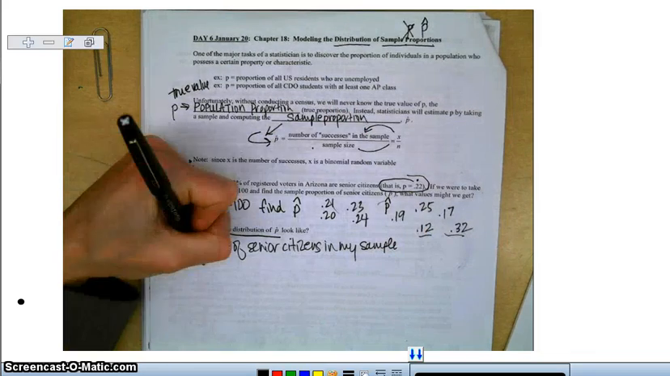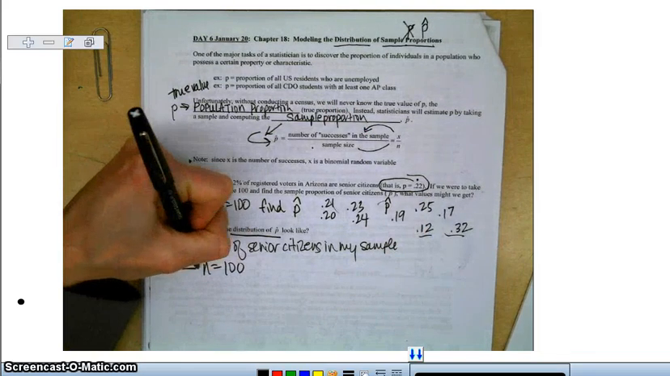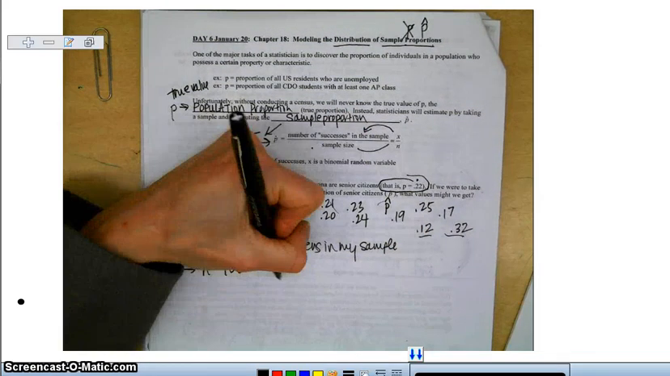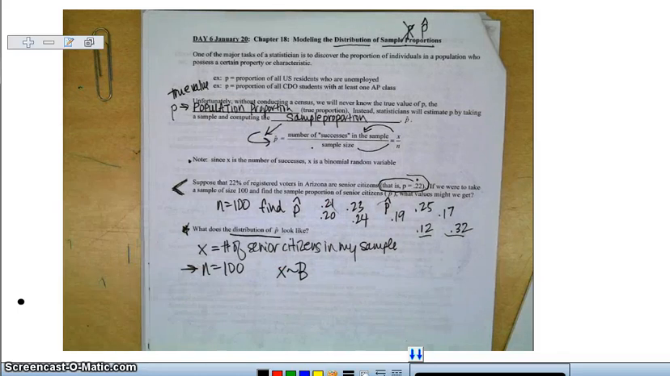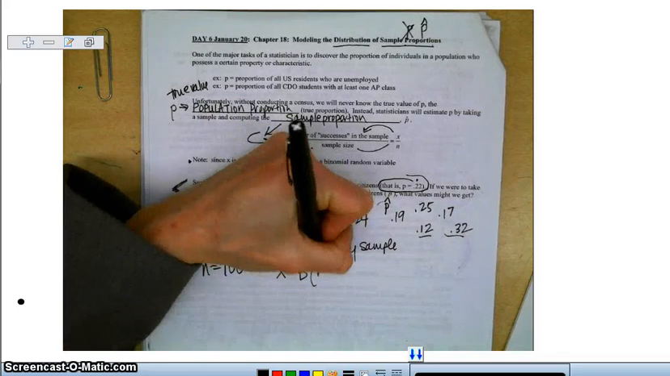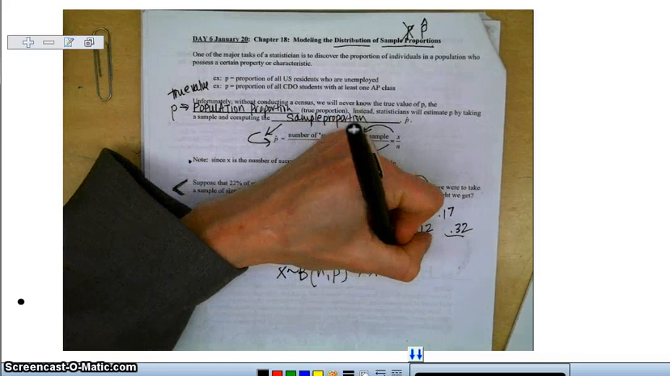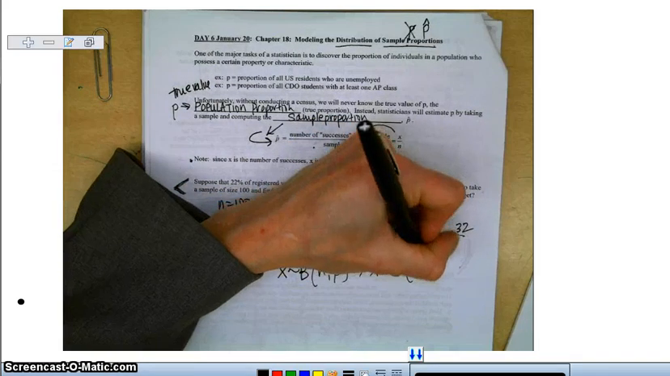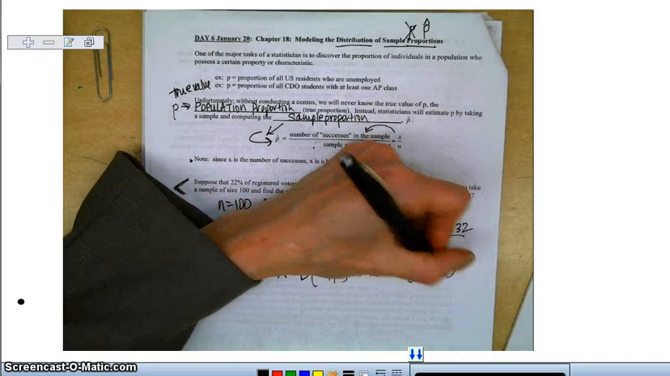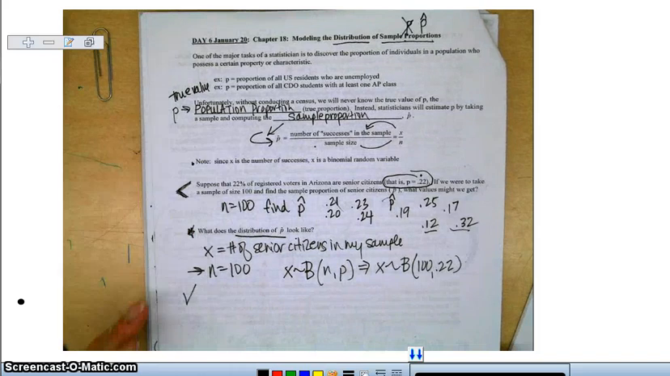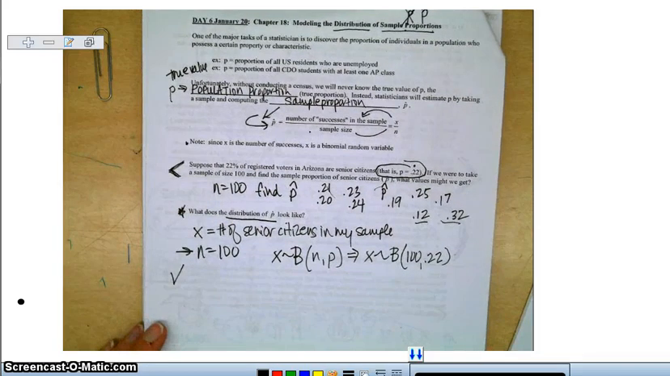Okay, and n is 100, and we'll use that in a little bit. So X is right now binomial. X is binomial, and n comma p is the way we write a binomial. So X is binomial, 100 comma 0.22. Now we need to check, because we want to model the distribution of p hat.